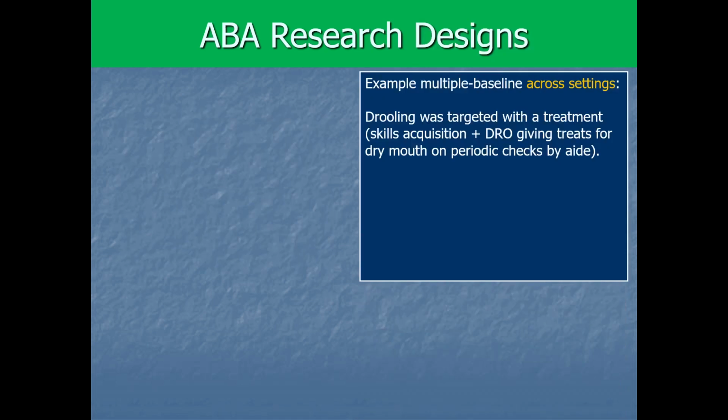Here's a real example from a study in 2006. There was a 17-year-old high schooler who had developmental disabilities, and he was drooling a large amount, just constantly. Like, it got on school materials, soaked them through. Peers were avoiding him. It was causing distress and dysfunction. So the behavior of drooling was targeted with a treatment. In this case, the intervention was skills acquisition plus a DRO, differential reinforcement of other behavior, basically giving the kid favorite treats if you had dry mouth on a periodic 15-minute check by an aide, by a helper.